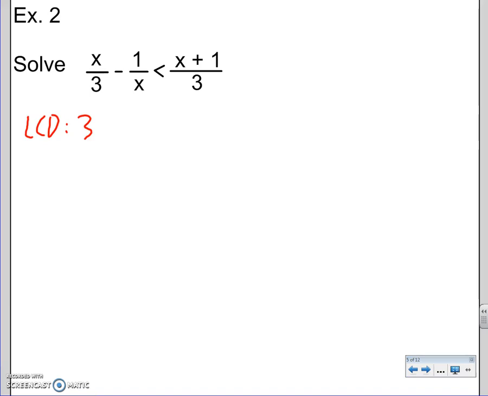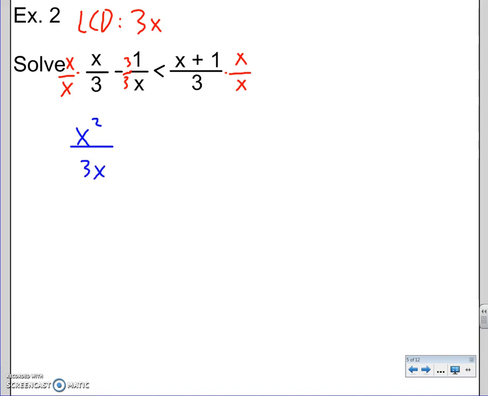Well, I see a 3, and I see an x, and that's it. So I need 3x for all three denominators. The first one I got fixed by multiplying by x over x. This one I got multiplied by 3 over 3. And this other one I got multiplied by x over x. So what I really have is x squared over 3x minus 1 times 3 is 3, and that's 3x, so I'm not going to rewrite that, less than x times x plus 1. I'm going to have to distribute that in a little bit.